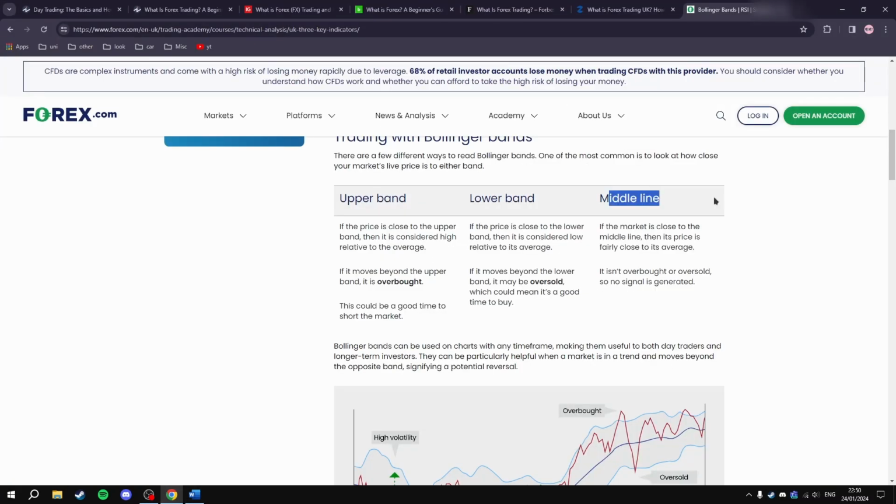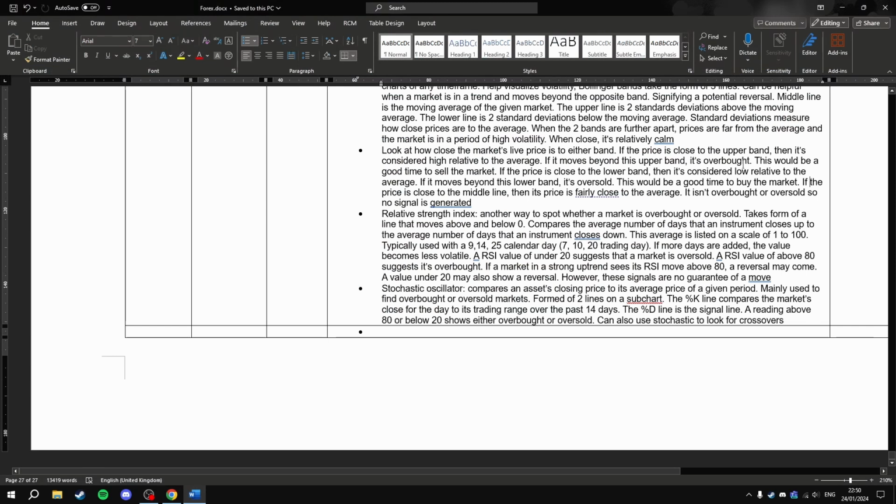And finally, the middle line. If the market is close to the middle line, then its price is fairly close to its average. It isn't overbought or oversold, so no signal is generated.